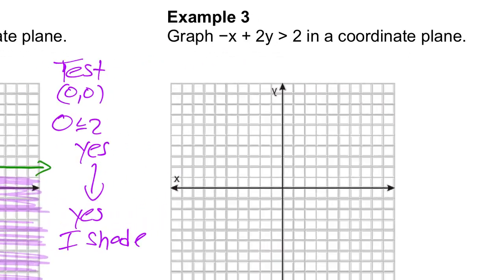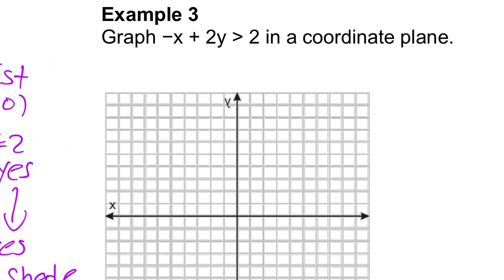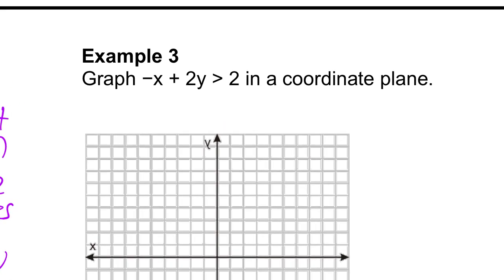Let's look at example 3 here. Oh, what we should do, because it says to graph this, maybe what we should do here is to put it in y equals mx plus b form first. So I'm going to add x to both sides.